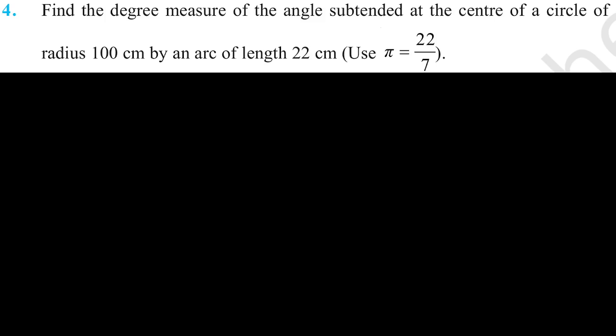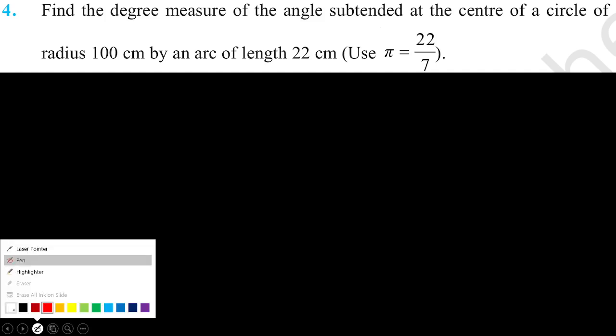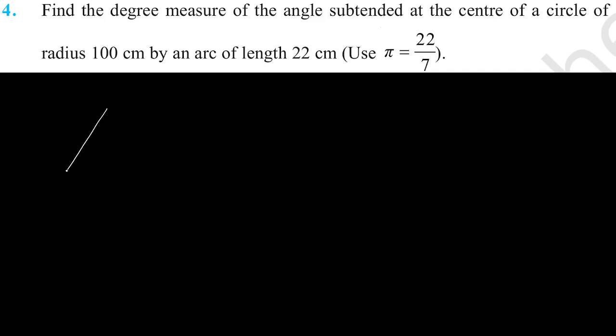Fourth question. I will read it. Listen. Find the degree measure of an angle subtended at the center of the circle of radius 100 centimeter by an arc length 22 centimeter. Similar to the previous question. Only this much you have to draw. Understood? This is the arc.